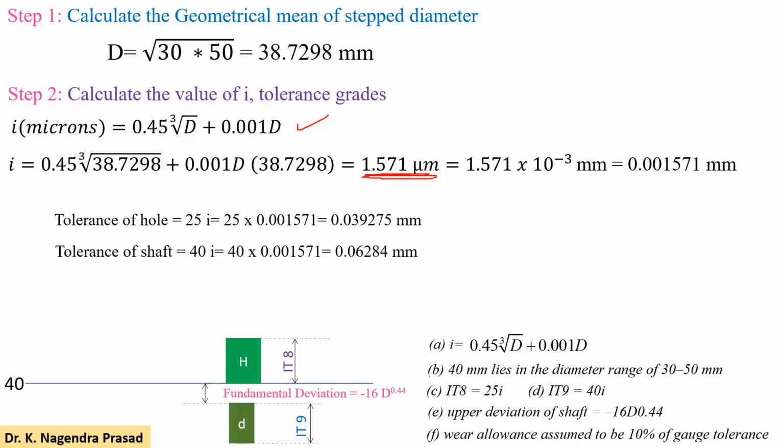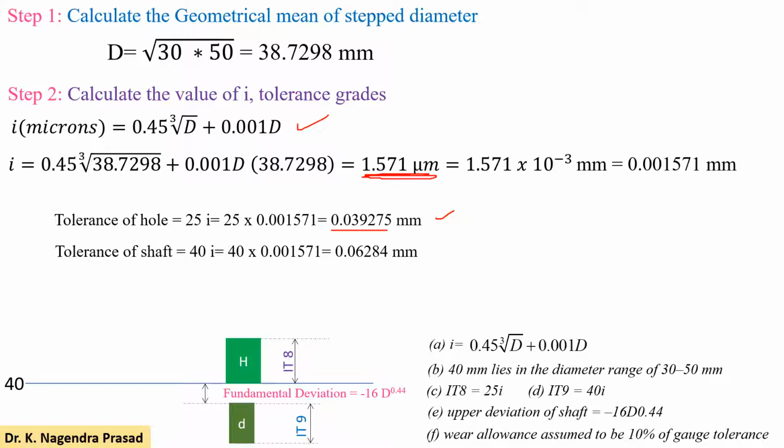So next we have to determine the tolerance of the hole as well as the tolerance of the shaft. In the data, the tolerance of the hole is given as H8. So the tolerance grade IT8 is equal to 25 into small i. The i value is 0.001571. Then 25i will become 0.039725 mm.